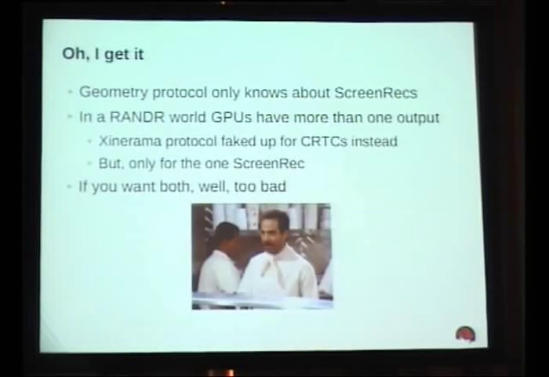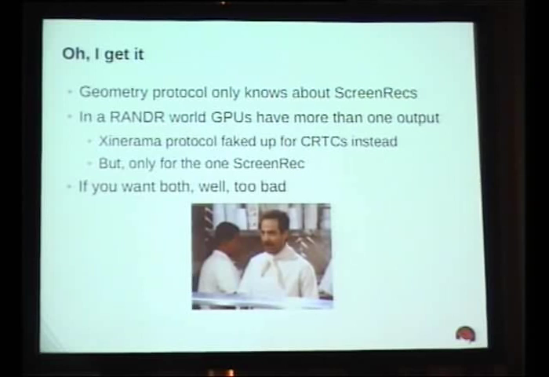So here's the problem. That implementation was written when you only had one output per screen rec, because that's all your hardware had in 1998. When RANDR 1.2 is active, you have protocol more like, we fake up Xinerama for the simple case of you've got one GPU. We fake up just the protocol to say your CRTC is here, your CRTC is here. These things look like Xinerama, kind of, so we're just going to fake this protocol so that applications that were written to Xinerama continue to work.